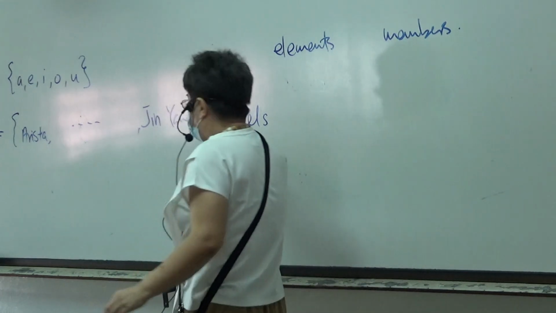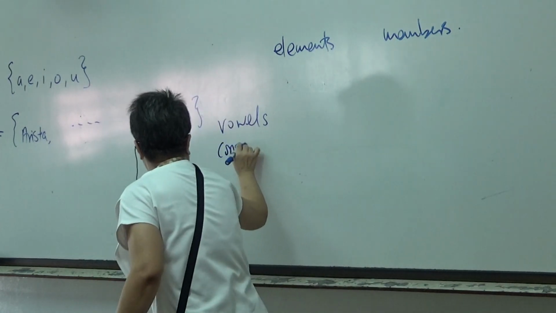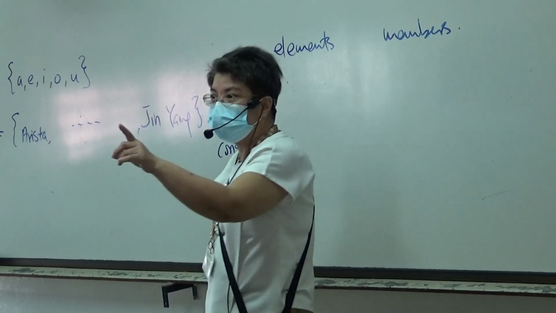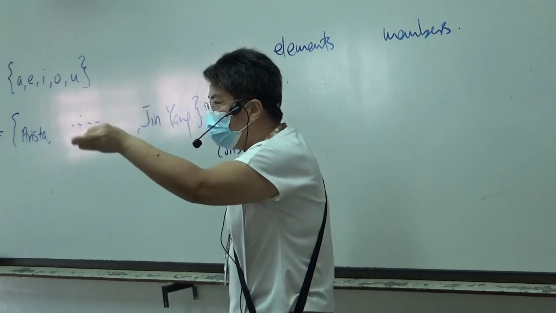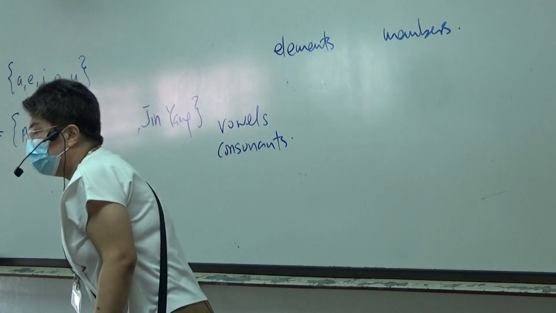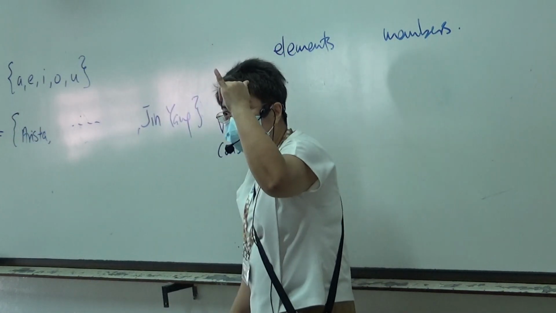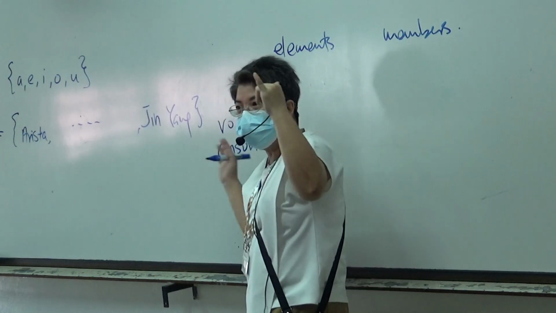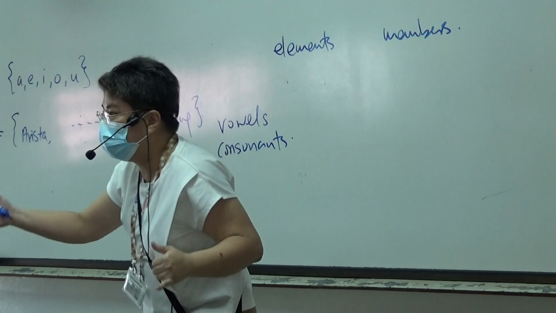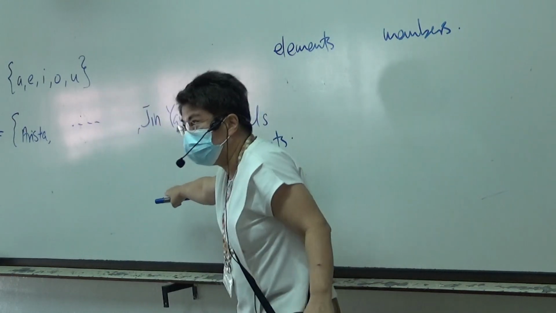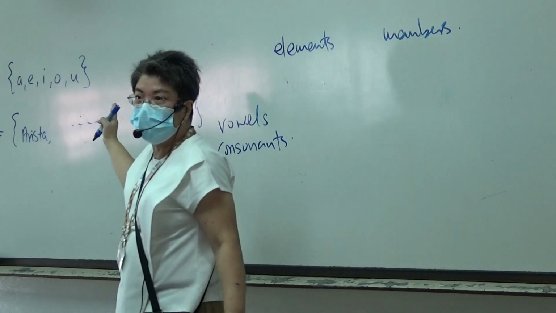Now, if the letters are not vowels, what are they called? Consonants, you must know these. Vowels means A, E, I, O, U. Consonants means other than A, E, I, O, U. Understand? And how many alphabets are there? 26. Is that understood here? Because set theory is very much linked to probability later. The sample space, we have to give it in set notation. Everybody clear? So this is called listing out the objects.